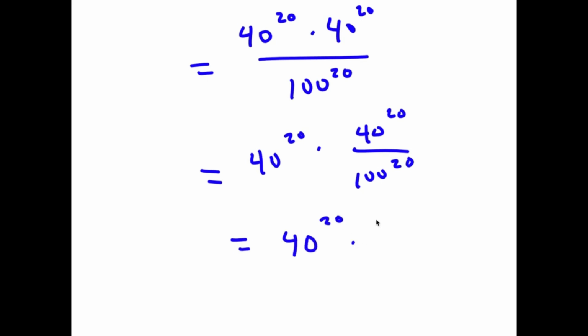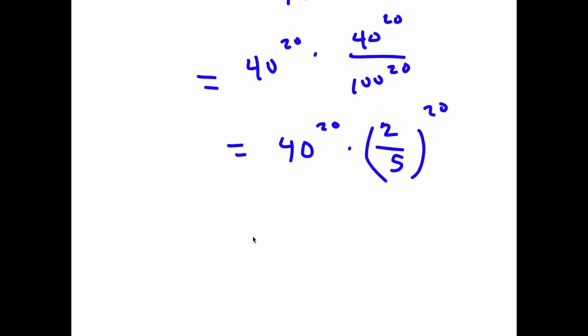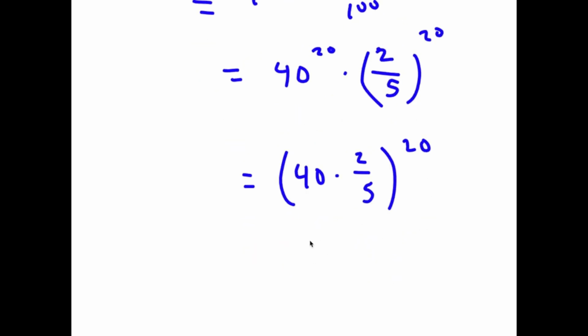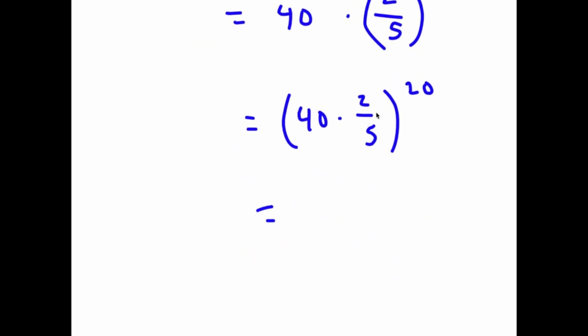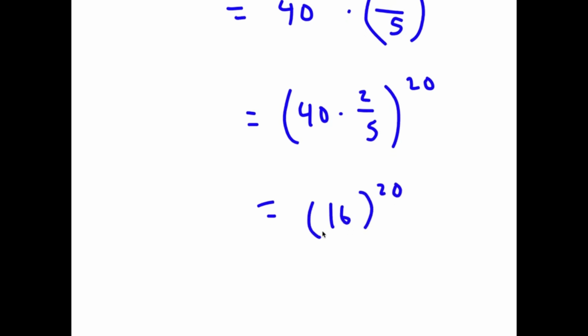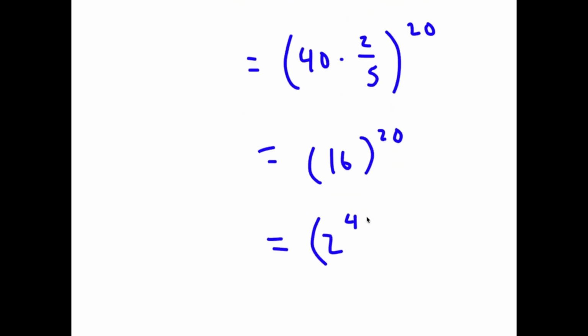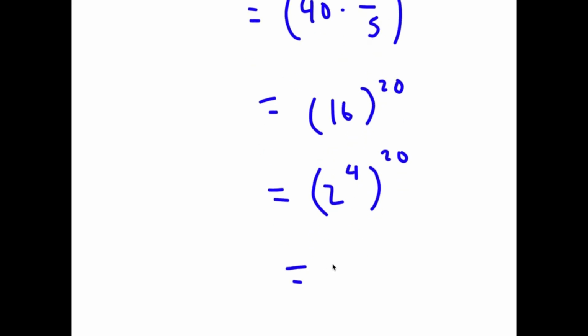which is equal to 40 to the power of 20 times 2 over 5 to the power of 20. And this is equal to 40 times 2 over 5 to the power of 20. 40 times 2 over 5, well, 40 times 2, that's 80, and 80 divided by 5 is 16, so I have 16 to the power of 20, which is equal to 2 to the power of 4 to the power of 20, which is equal to 2 to the power of 80. So that is my second method.